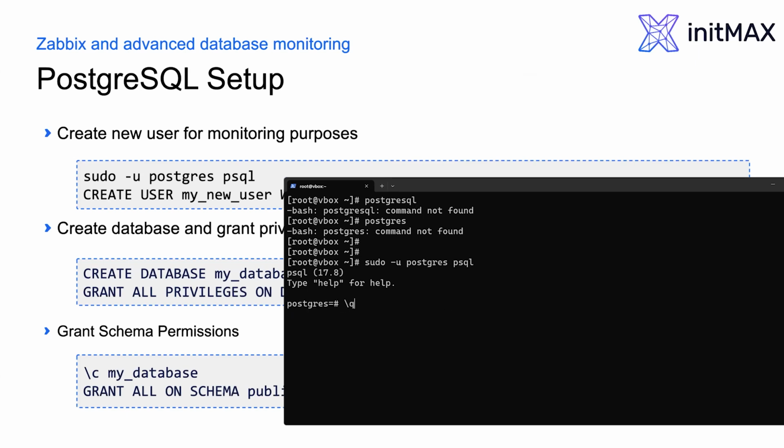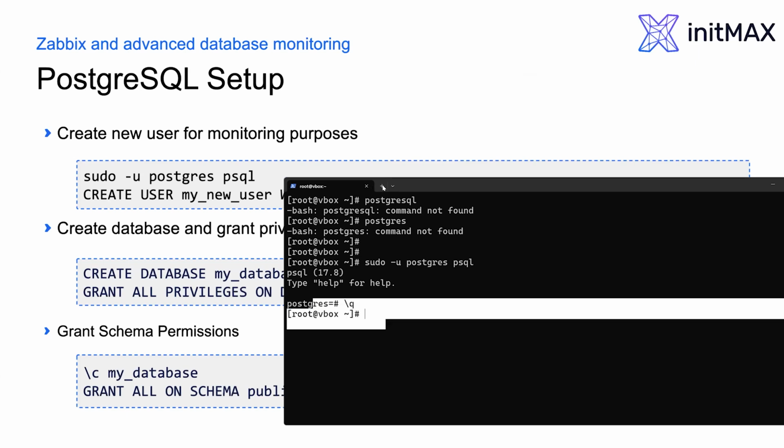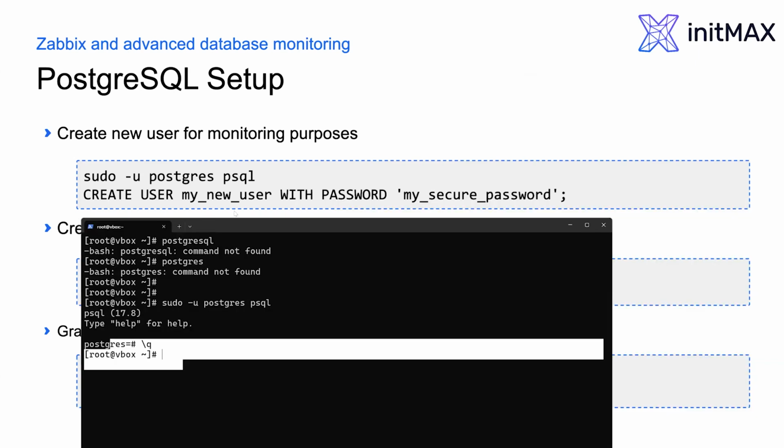And if we want to quit, then we do the \q. That gets us out of here. The commands that we're running here is creating a new user. Here I just have my new user with a password, my secure password. So for you, I would suggest to pick something that you will remember, even if you are setting it just for the lab environment. So I don't know, create like user Zabbix with a password Zabbix, which I believe is like the most common username and password combination for all sort of Zabbix tutorial videos.